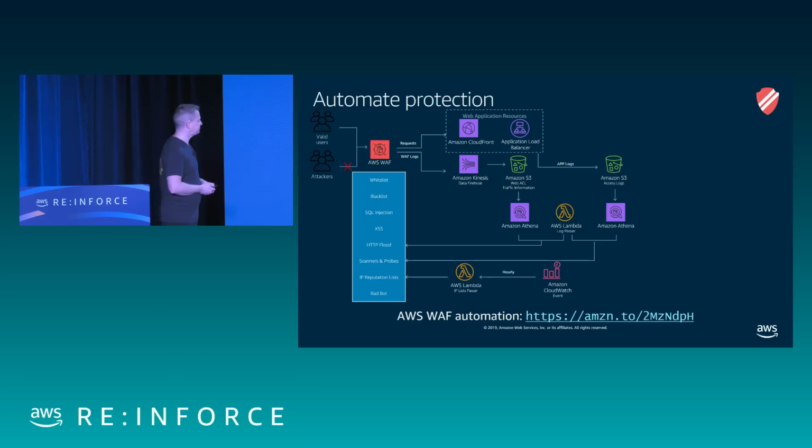We're also using CloudWatch Events to trigger a Lambda to go and download the latest IP reputation lists. We can then update the IP blacklist rules to automatically block those bad IP addresses from those open source reputation lists, or plug in your own reputation list there as well.